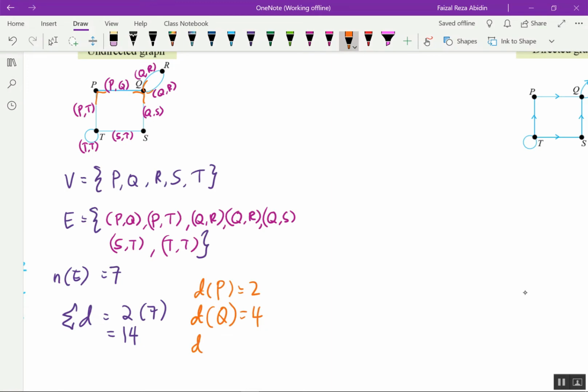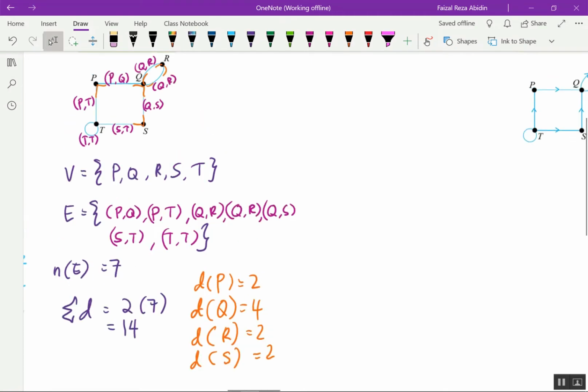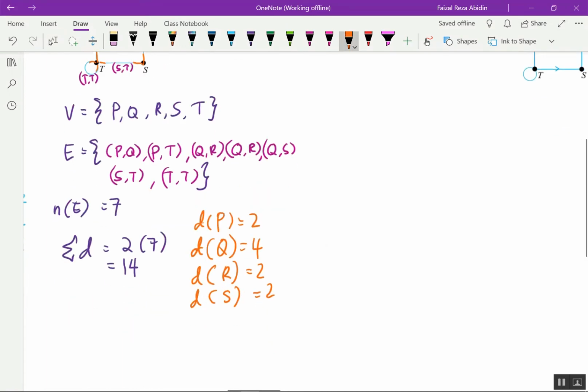For R, how many degrees for R? There are only 2. For S, also 2. And for T, how many? Yes, there are 4. 1, 2, 3, 4. So the degree for T is 4. So the sum of the degrees for this one is 2 plus 4 plus 2 plus 2 plus 4, so we have 14.